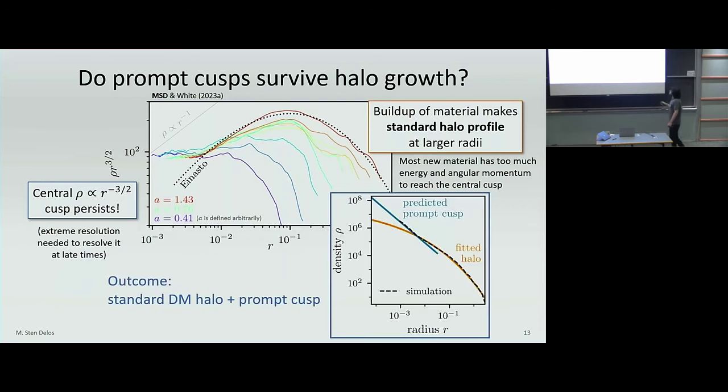So here's another plot, without the rescaling, just so this looks more familiar. The result is we have a standard dark matter halo with a prompt cusp at the center. This result should not be surprising. It's a standard thing that you see in halo growth: when a halo accretes material, the new material has too much energy and angular momentum to sink to the center of the system, so it ends up mostly contributing to the outside, and that's why we see the buildup of density here.